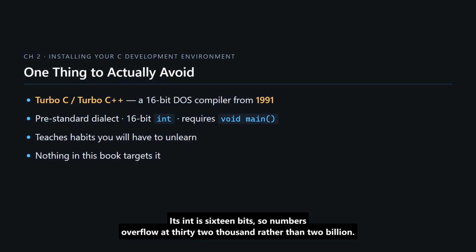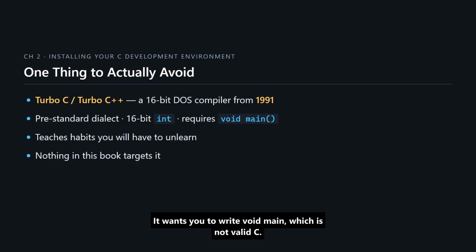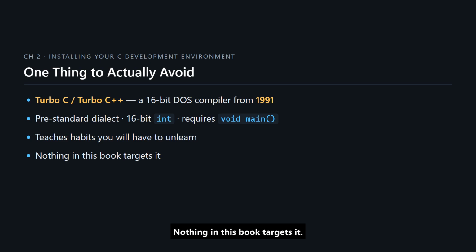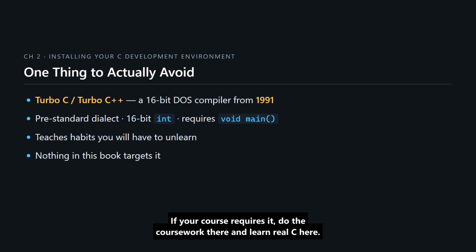Its int is 16 bits, so numbers overflow at 32,000 rather than 2 billion. It wants you to write void main, which is not valid C. And it will teach you a set of habits that you then have to unlearn. Nothing in this book targets it. If your course requires it, do the course work there and learn real C here.